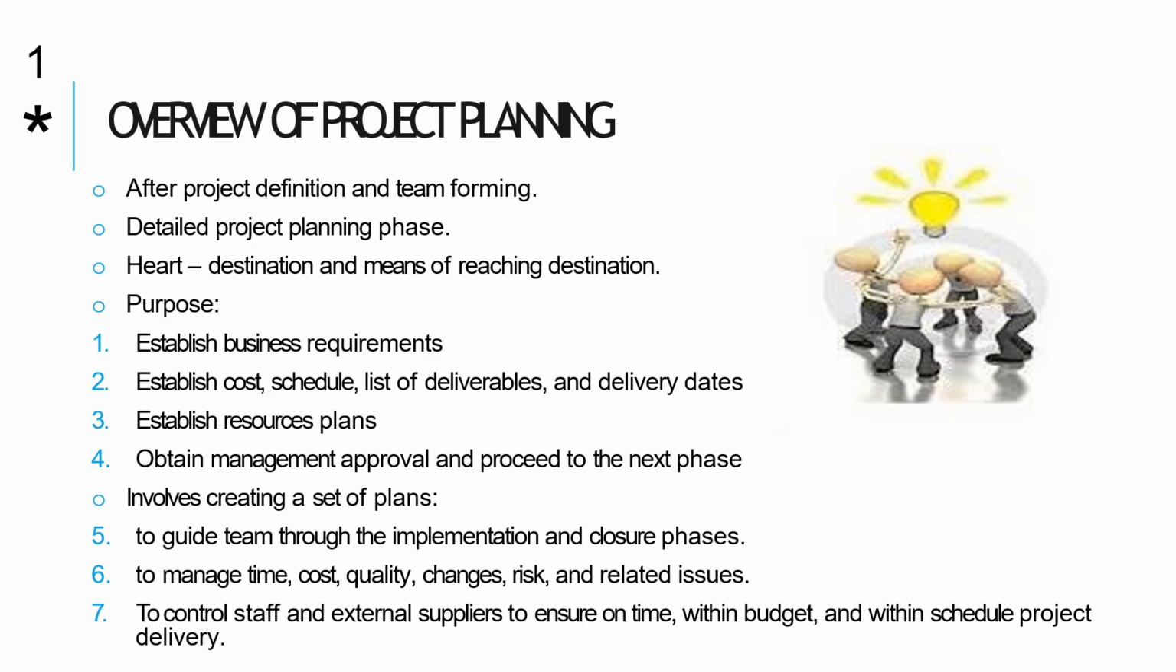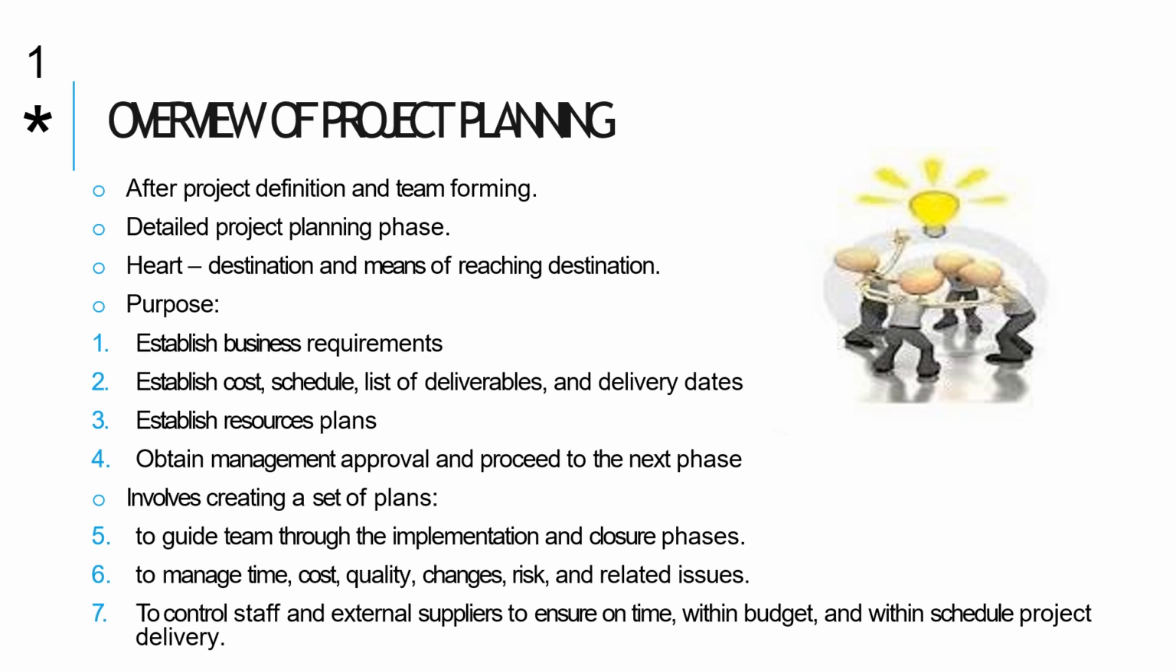Okay, so we just recap what we already learned before this. In project planning, after project defining and team forming, you have already defined the project, your team is already formed, and you have done the discussion. So you need to detail up the project planning phase. One phase is the destination, meaning the purpose of reaching the destination. You want to establish the business requirement, cost, schedule, list of deliverables, and delivery dates. Then you need to establish the resources plan. Then you want to obtain management approval and proceed to the next phase, which involves creating a set of plans.